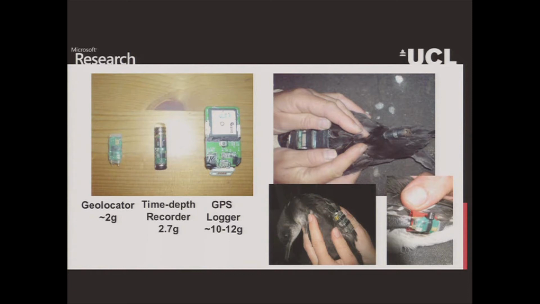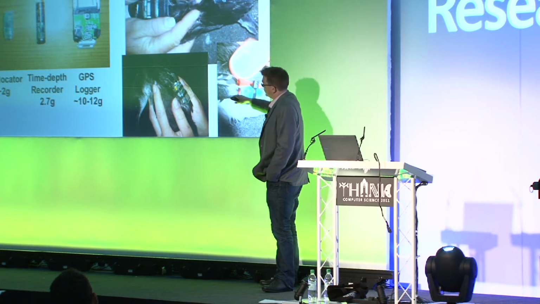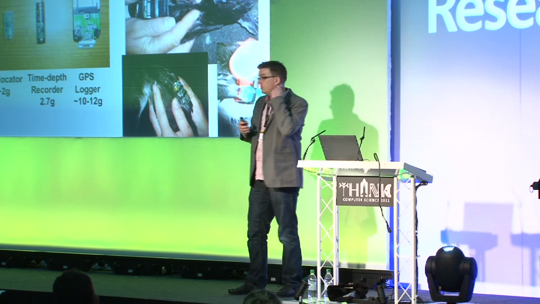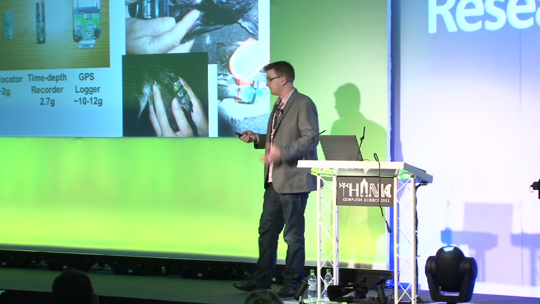So this is 3 different devices, and I'll talk about them from right to left. But here's when we put them on a bird in the wild. So we go out to an island off the coast of Wales. We catch birds. This is a Manx shearwater. It's a little bit smaller than a pigeon. And we put these devices on them to record their position over time.